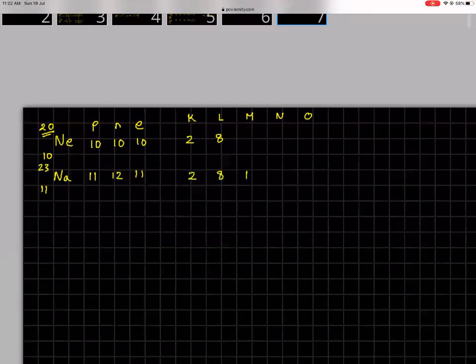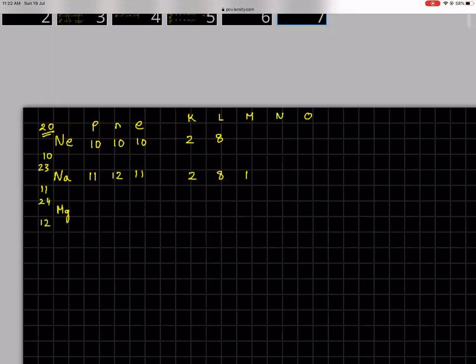So in the M shell, you will get 1 electron. Okay, so this is how it goes. Then the next one after sodium is magnesium. Magnesium will have atomic number 12. It will have mass number 24.